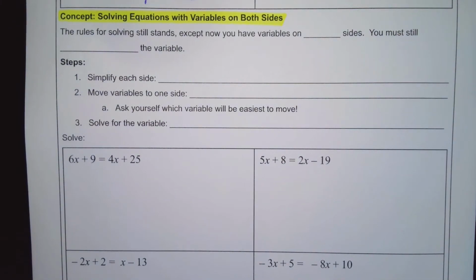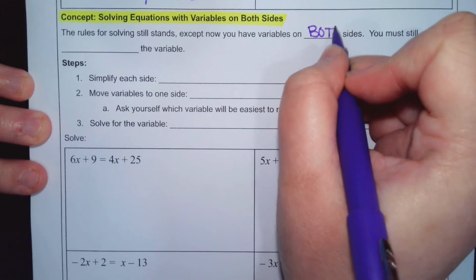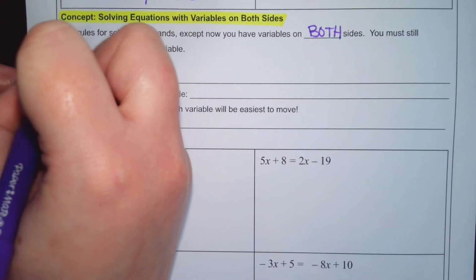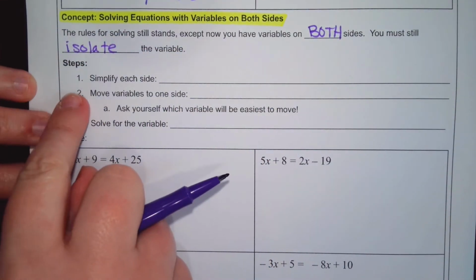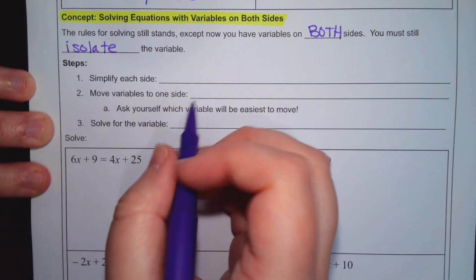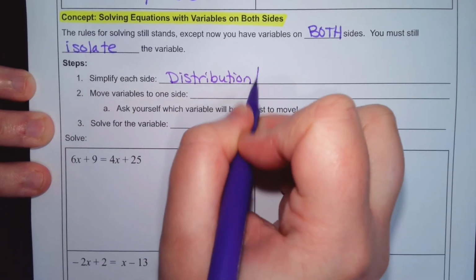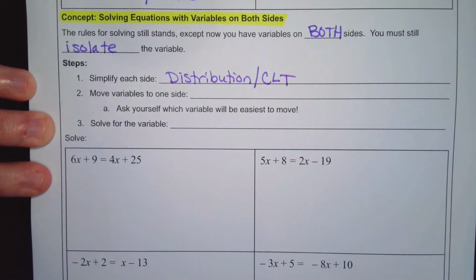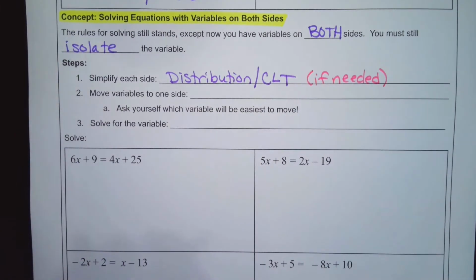All right, now we're going to get into the big part of today's lesson, solving equations with variables on both sides. The rules for solving still stand, except now you have variables on both sides. You must still isolate the variable. So we have 3 steps. The first step is to simplify each side by distribution or combining like terms, but you only need to do this if needed. Sometimes you won't have to do that, so it's only if needed.